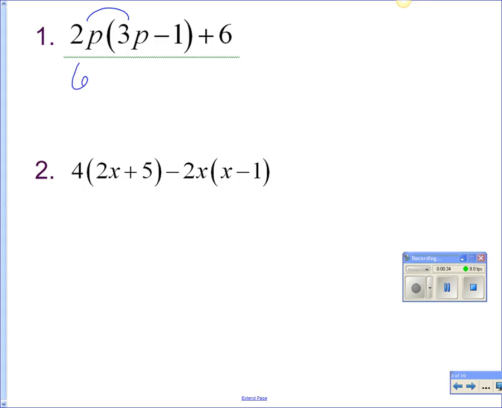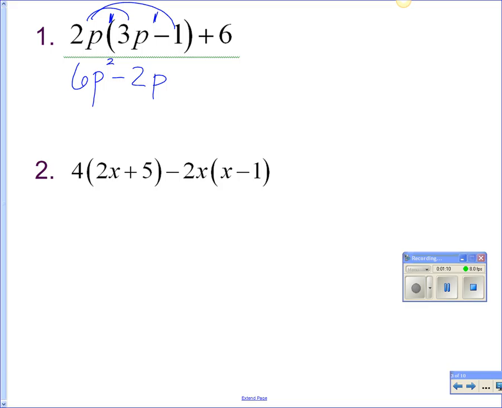Here's what's new. There's a little one with this p and a little one with this p. So it's actually going to be p to the second power. So you multiply the big numbers and you add the little numbers. So you get p to the second. Then we're going to do 2p times negative 1. What's 2p times negative 1? Negative 2p. Positive 2 times negative 1 is negative 2, and you put the p with it.